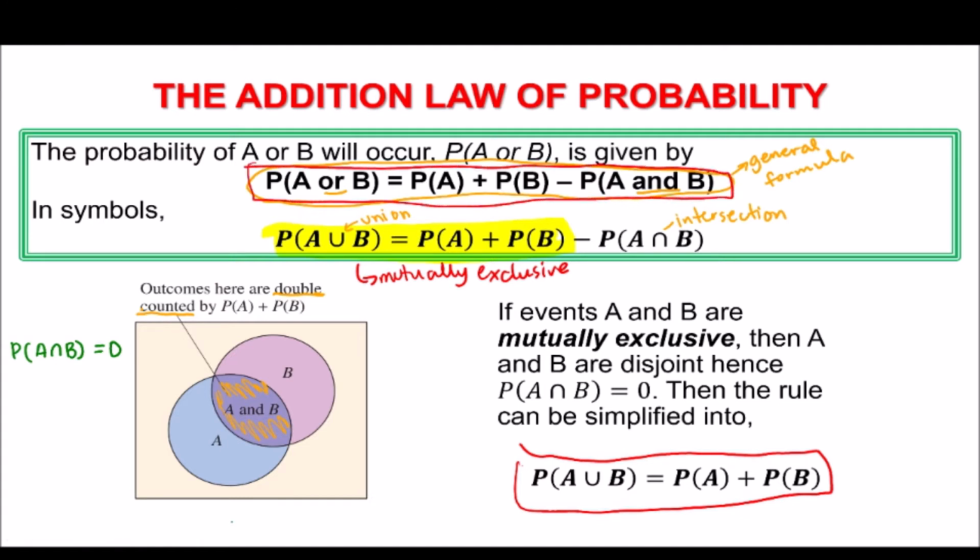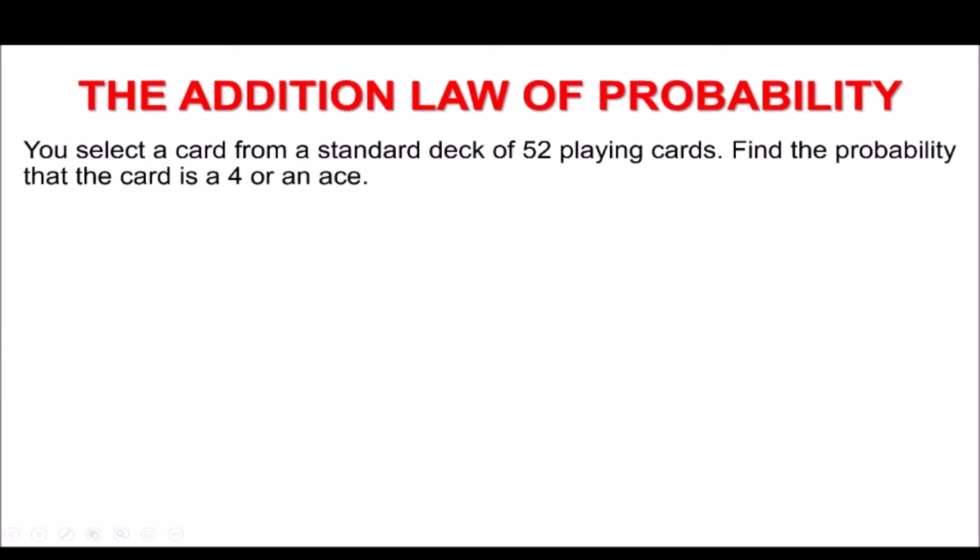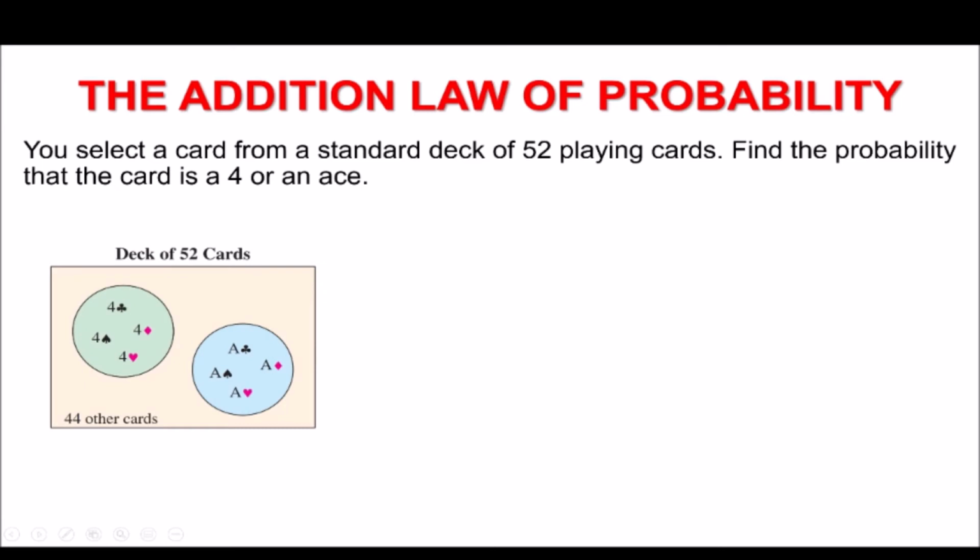Let me show you an example. You select a card from a standard deck of 52 playing cards. Find the probability that the card is a 4 or an ace. Look at the diagram. Do we have common elements between the two sets, or between the two events? No, we don't have. So we can say that the events are mutually exclusive.